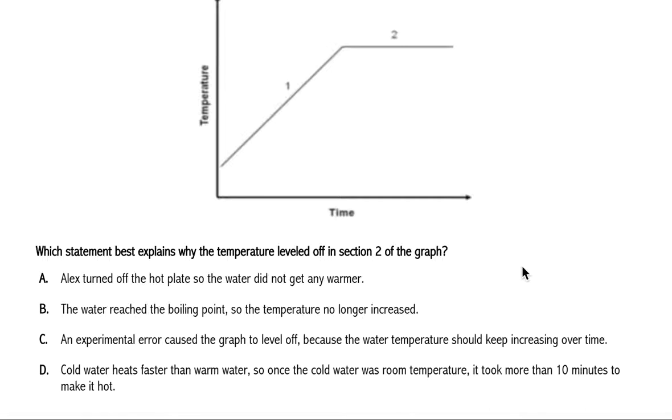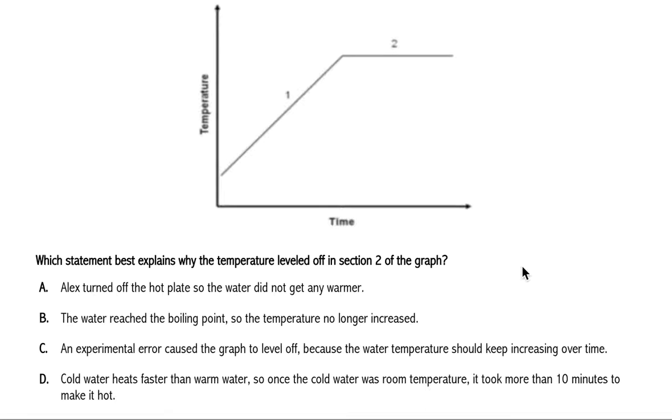A. Alex turned off the hot plate so the water did not get any warmer. B. The water reached the boiling point so the temperature no longer increased. C. An experimental error caused the graph to level off because the water temperature should keep increasing over time. D. Cold water heats faster than warm water, so once the cold water was room temperature, it took more than 10 minutes to make it hot.